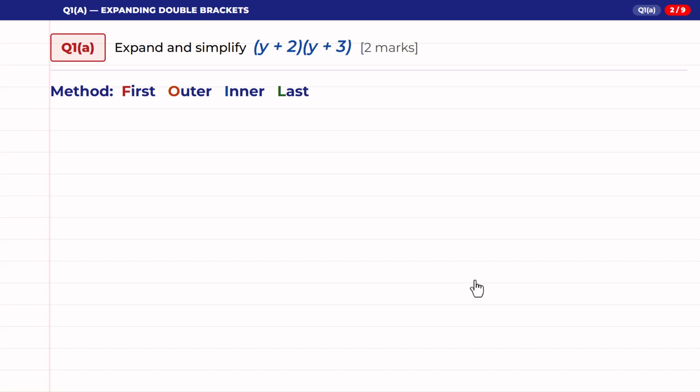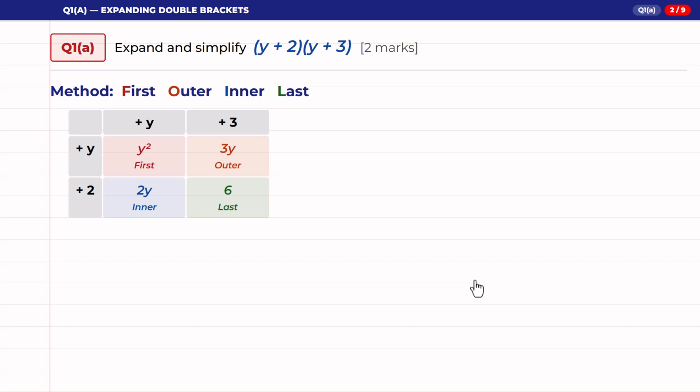F stands for first, the first terms in each bracket. O is outer, the outer 2 terms. I is inner, the inner 2 terms. And L is last, the last terms. This guarantees we multiply every possible pair.